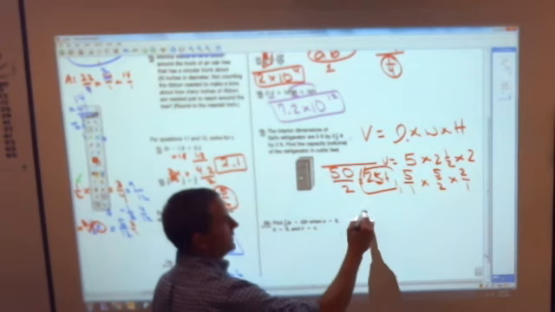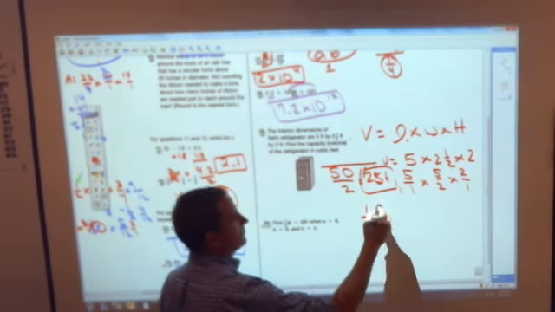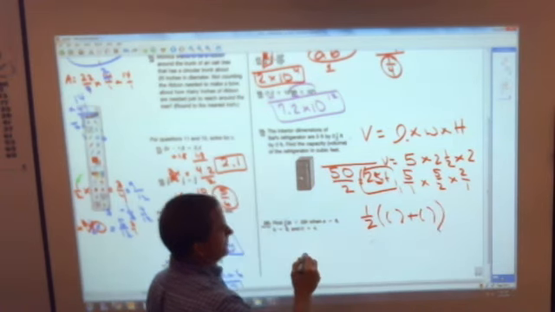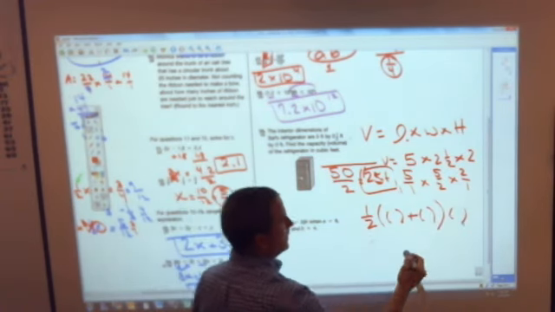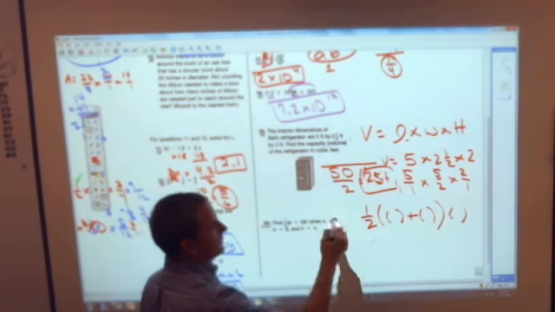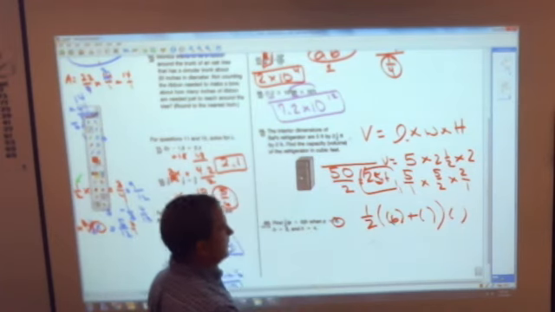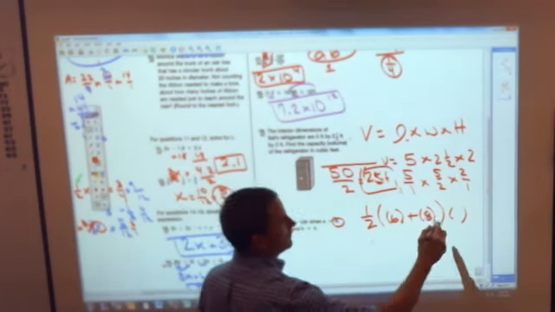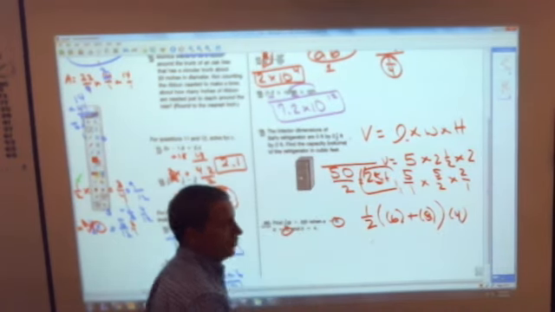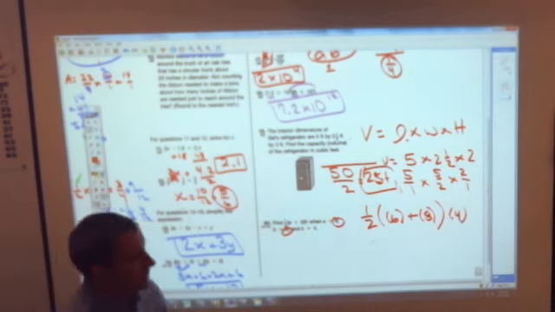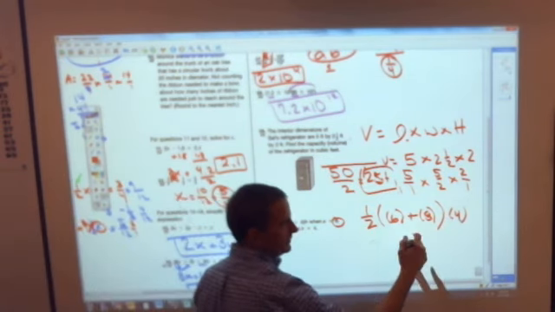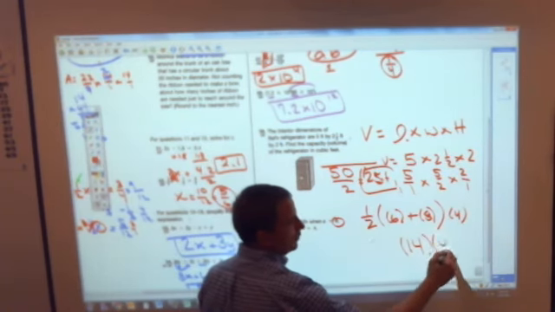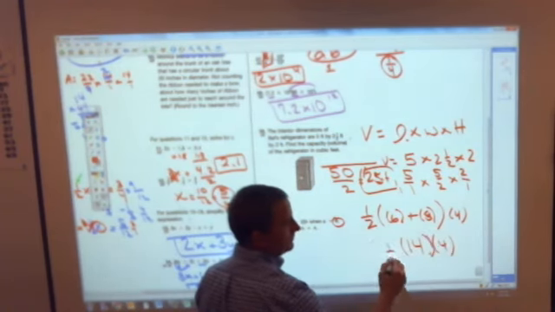And again, this is what I do. 1/2, parentheses. I put parentheses for my letters. Oh, and then there's an H. A equals 6, so I put 6 in for A. B equals 8, so I put 8 in for B. H equals 4. Order of operations says I must do parentheses first, so 6 plus 8 is 14. I am multiplying that by 4 and by 1/2.